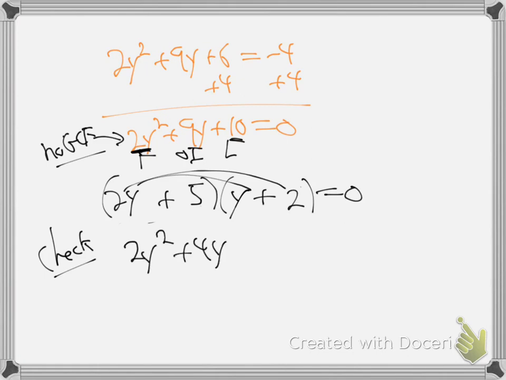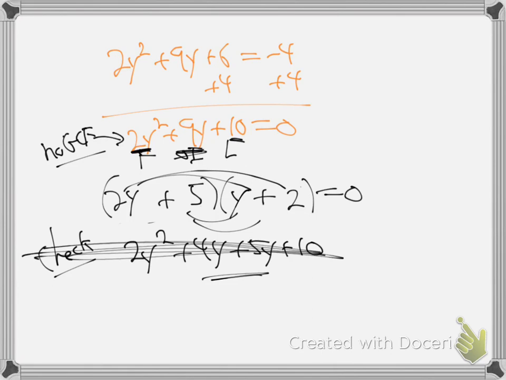2y squared plus 4y, plus 5y plus 10. See, it's right. That's 9y. It's right. So you know it's right. So you can skip that. That was just all to double check. Then you know what to do from there. Set each one to 0, and so on.